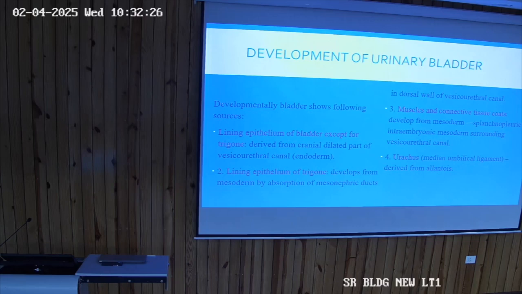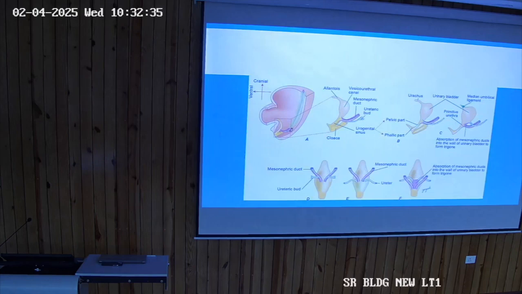So where does the endoderm come from? Basically the whole part of the cloaca is endodermal in origin. So it has both endodermal and mesodermal components.